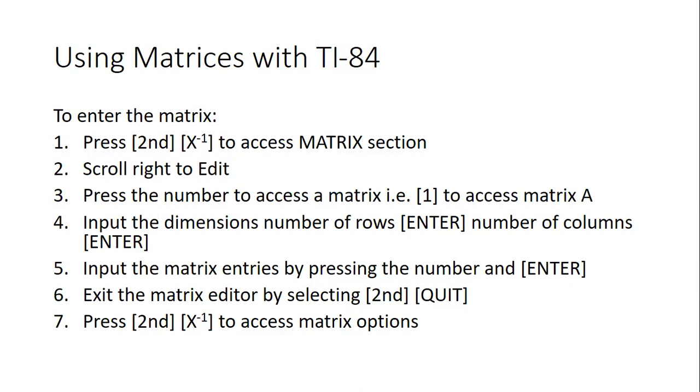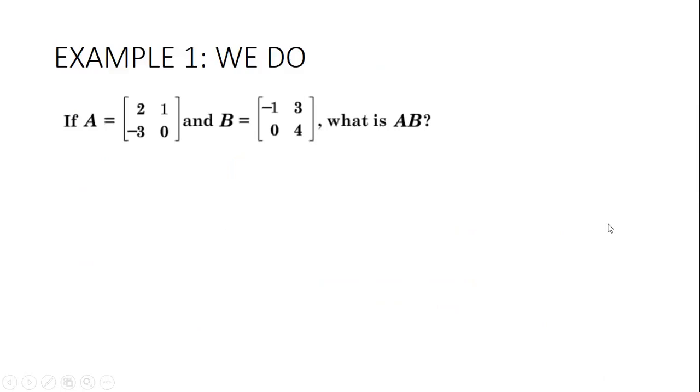Okay. You have to exit the matrix window to do anything else. So once I've done that, I'm going to exit the matrix window. To exit, it's second quit, which is actually second mode, because the word quit is written right above the button mode. Okay, now you're going to press second x to the -1 to access your matrix options. All right, we're going to go through these skills together. I just wanted to make sure you knew because I have to turn the page.